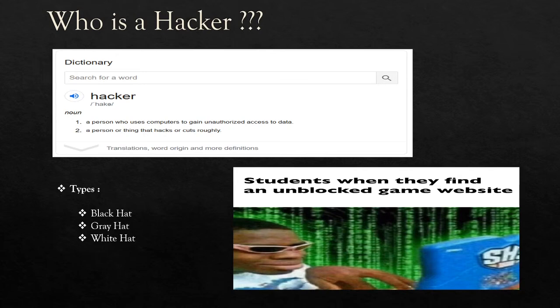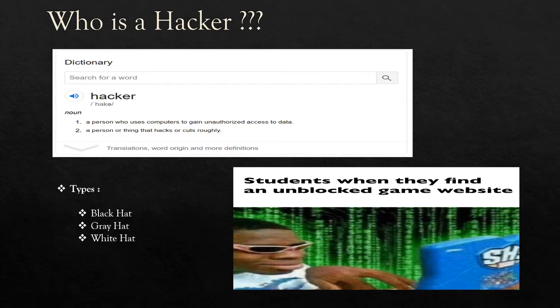Okay, so there are types of hackers, as I was about to tell you: black hat, gray hat and white hat. Black hat hackers are the original ones the term hacker defines. Those are the hackers who attack any organization or any person, and it may be happening for fun, or for revenge, or any other motives which they might have.